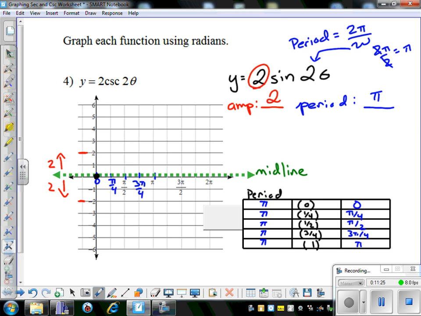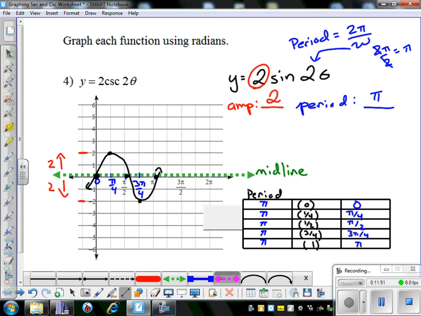So we start at the midline. Next point, we go up to our top amplitude, then back down to our midline, then down to our bottom amplitude, up to our midline. And remember, it's going to be a wave, so we need to curve through each point. Now, we're not graphing the sine, we're graphing the cosecant. So we need to put in our asymptotes.